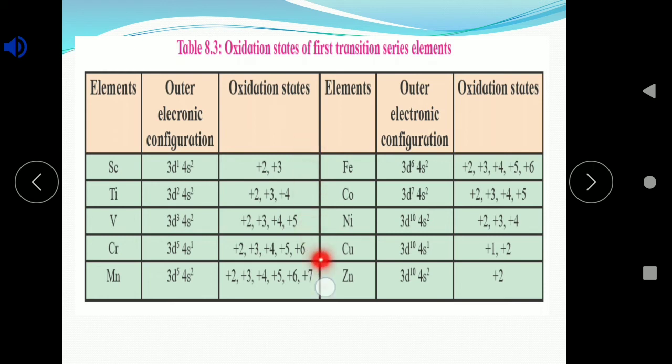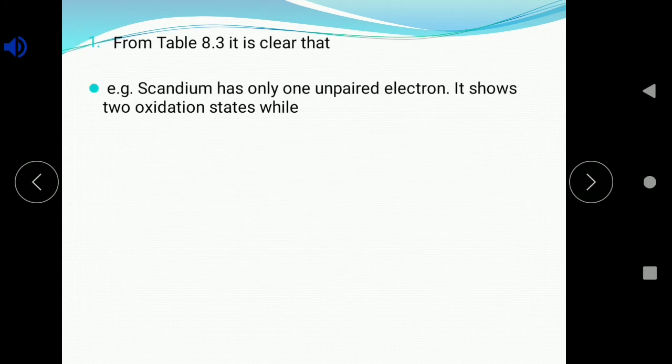Now, from this table, a few points we can collect. As we move to the center of the series, the number of oxidation states goes on increasing. The highest number of oxidation states is shown by manganese. So let us collect these points. From that table, we can conclude that scandium has only one unpaired electron in d. Hence, it shows only two oxidation states.